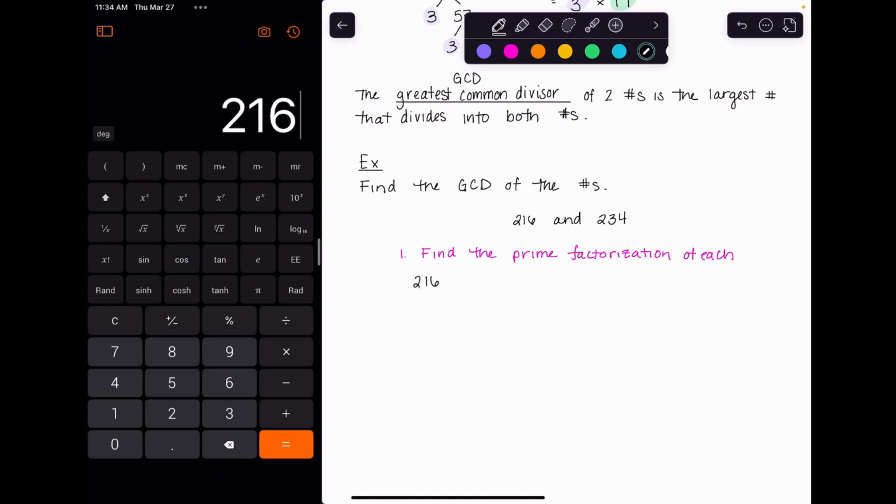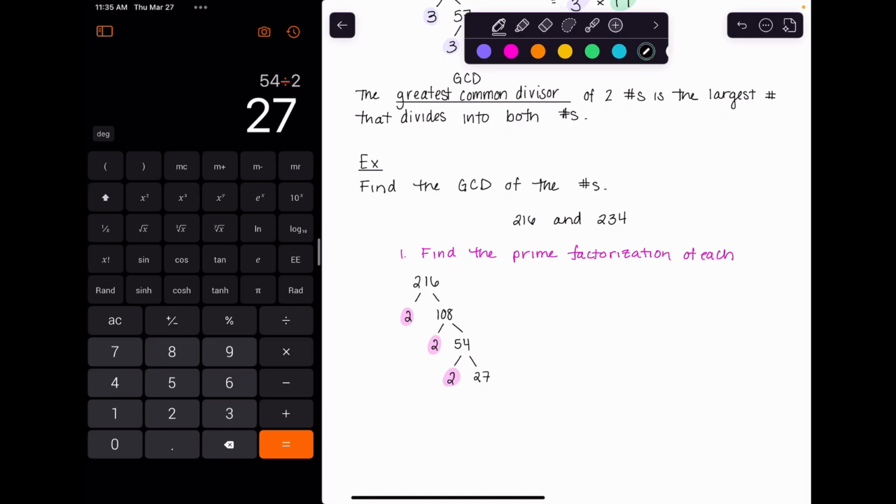So that's an even number. It's definitely divisible by 2. So I can write this as 2 times 108. And so that's one end of a branch. Well, that's definitely even again, so it's divisible by 2. So that's 2 times 54. And then 54, well, that's even, so divided by 2 again. That gives me 2 and 27.